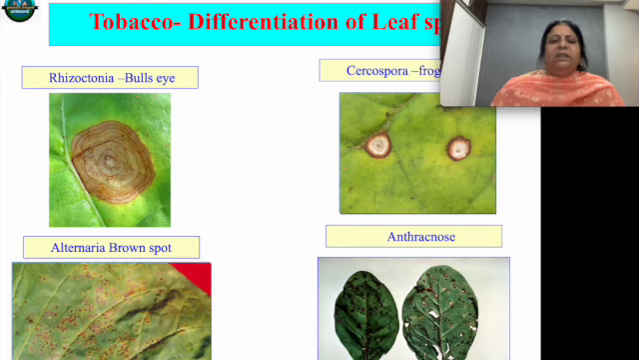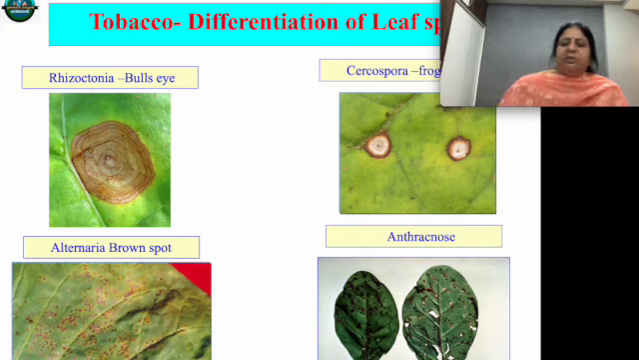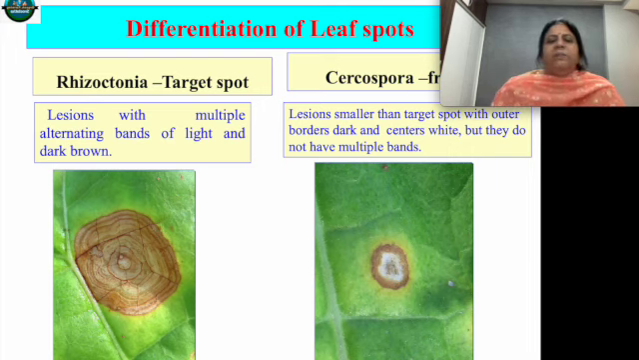Tobacco, when it comes, rhizoctonia is a major problem. Cercospora leaf spots also you can see, Alternaria brown spot also, anthracnose also symptom in the tobacco. So differentiation of leaf spots: rhizoctonia, lesions with multiple alternating bands of light and dark brown, that is rhizoctonia leaf spot. Cercospora, when it comes, lesions smaller than the target spot with outer borders dark and centers white, but they do not have multiple bands. So that is the difference between Rhizoctonia and Cercospora spots. Alternating bands are present in Rhizoctonia and no alternating bands in the Cercospora. Only center white and surrounded by dark is the Cercospora.